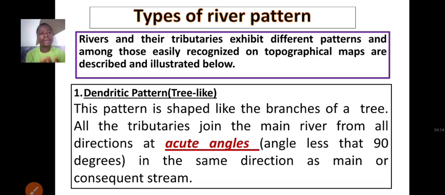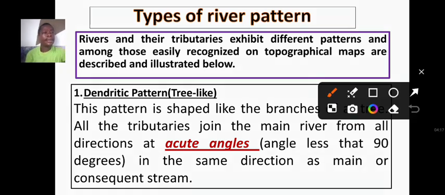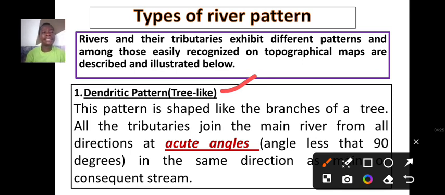The first one we talk about is the dendritic pattern. It is called dendritic because the pattern appears like the branches of a tree. You all know how a tree is. When a tree is upright, you see that it has branches. So when you see the blue lines on your topo sheet, and the river body appears on the map like a tree with branches, then that pattern of drainage is what is referred to as the dendritic pattern. It is also called the tree-like pattern.